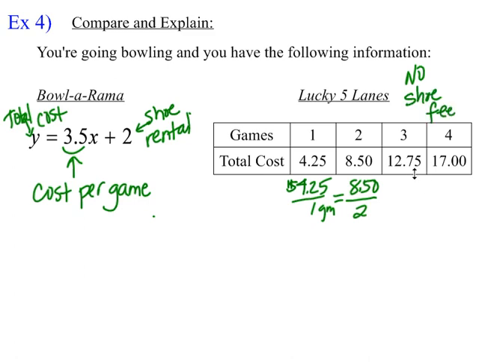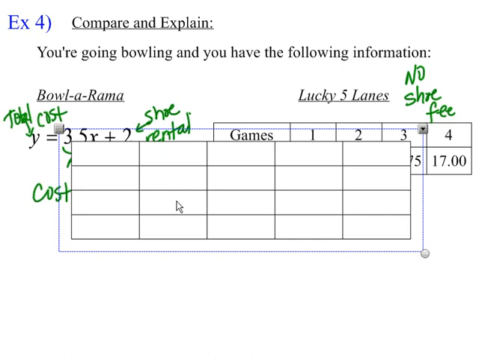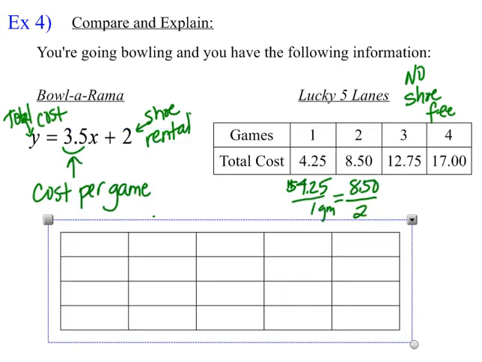So if we just wanted to explain what was going on, we could say at the Bowl-O-Rama, it's going to cost us $3.50 per game plus a $2 shoe rental. At the Lucky 5 Lanes, we're only going to pay $4.25 a game, and there'll be no shoe fee. Now, the best way, though, to really compare things is to make a table. So I'm going to draw a table here, and we're going to give this the table of the Bowl-O-Rama.